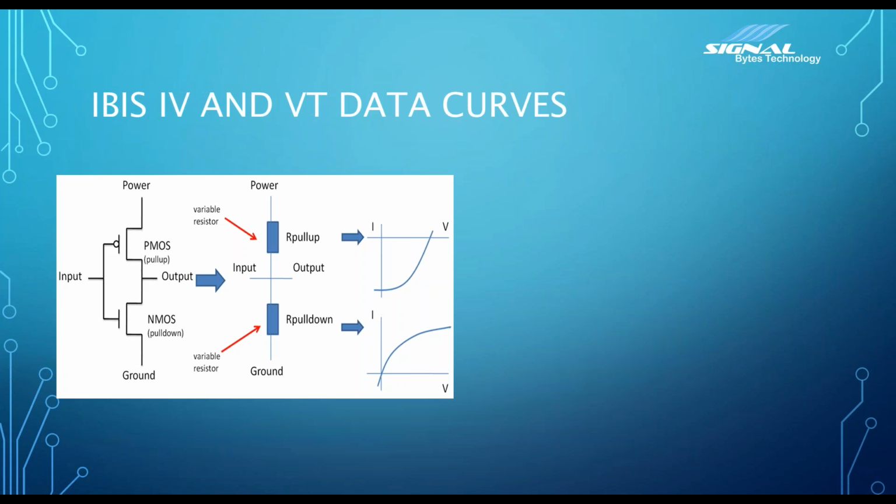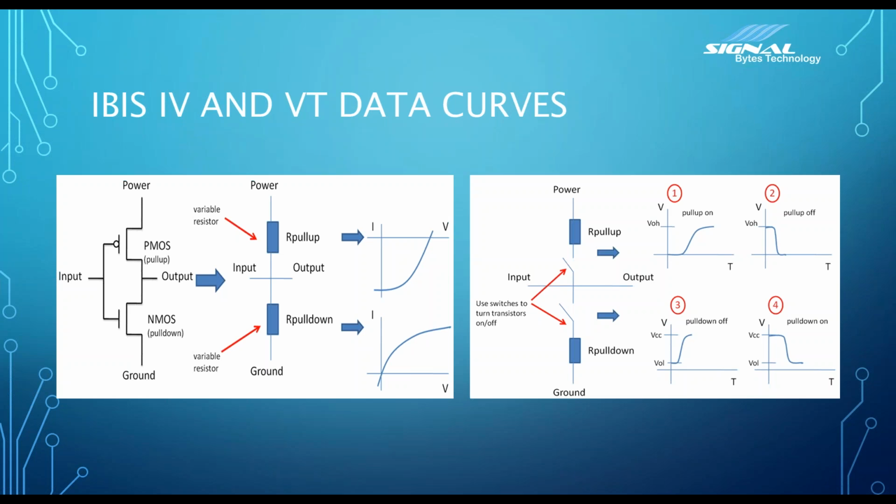Now, when we look at the IV and the VT data curves, a good way to look at them is to consider each of your PMOS and your NMOS, your pull-up and your pull-down, as a variable resistor, and you can look at the IV curve on that. You can see how, with this IV curve and this data, you can turn this into a behavioral model, so that now you know the drive strength of your driver when it's driving high and when it's driving low.